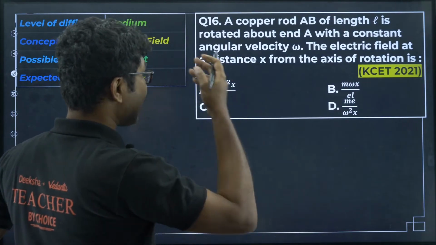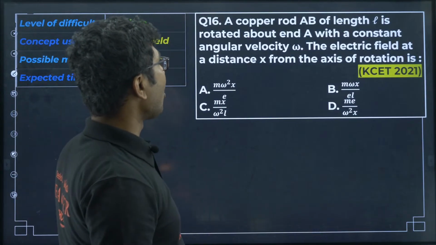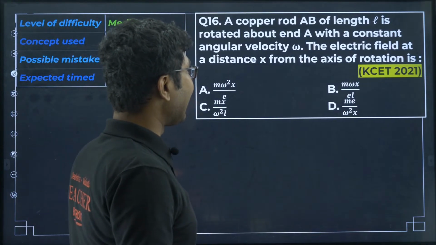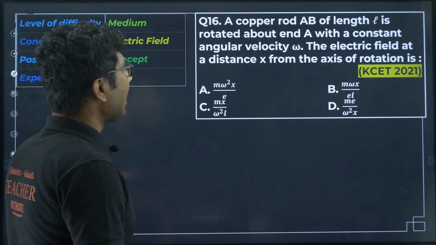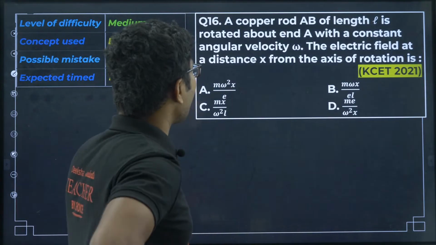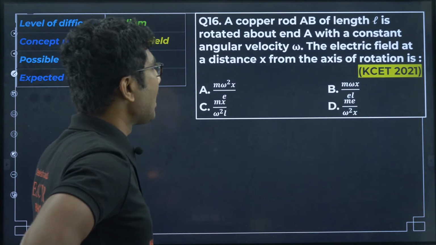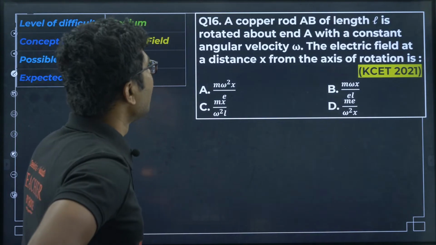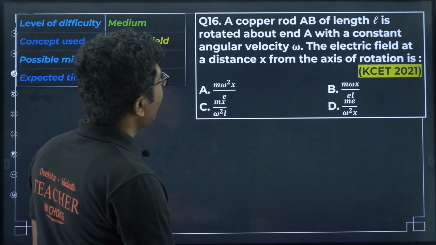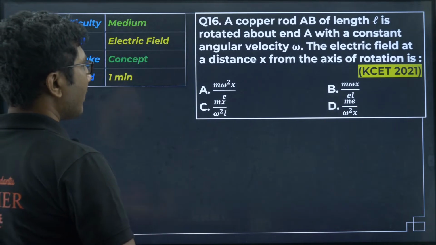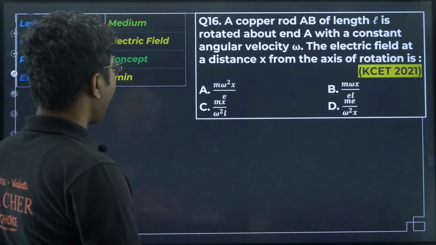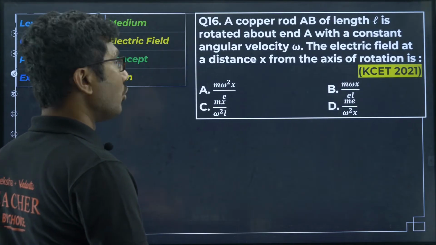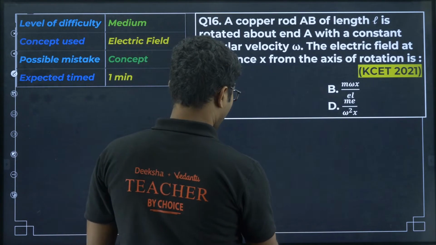Now, again a KCET 2021 question: a copper rod AB of length L is rotated about end A with a constant angular velocity omega. The electric field at a distance x from the axis of rotation is. So, a copper rod, I think it is a charged copper rod. Oh, no, a normal copper rod.